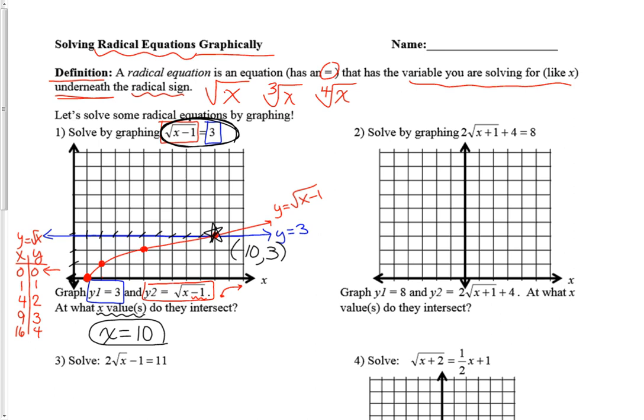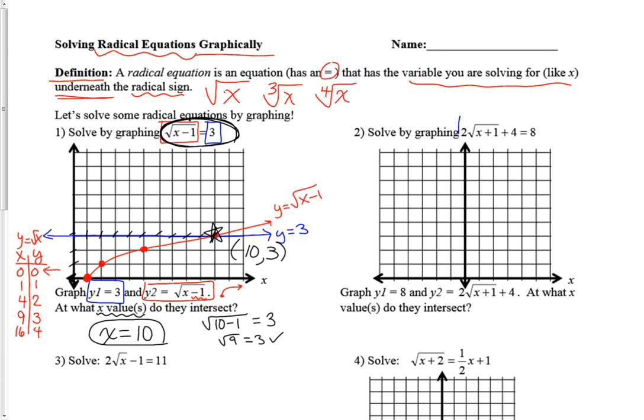I put this on the y-axis grid so that I could see it visually, but in reality, I'm only looking for the x value of the answer. Again, I could check this answer by plugging into the original equation if I wanted to. If I plug in a 10 for x, is this a true statement? Is the square root of 10 minus 1 equal to 3? Well, that would mean the square root of 9 was equal to 3, which is true, so I can tell that yes, this is a solution. That way, if I weren't doing it graphically, if I were plugging in and checking, I could solve that way also. Okay, let's go ahead and try number 2.